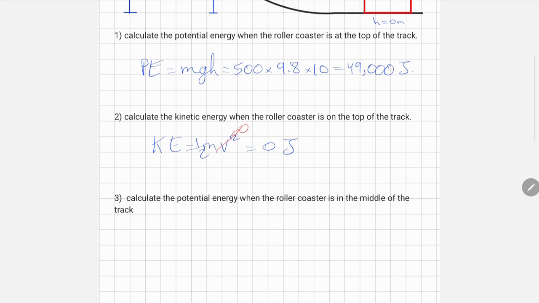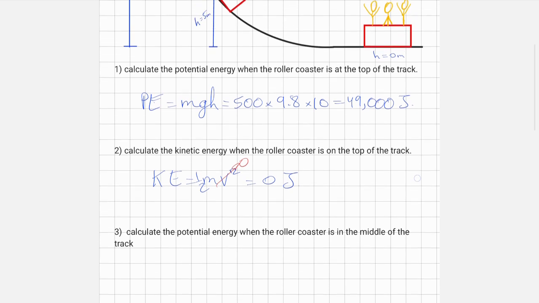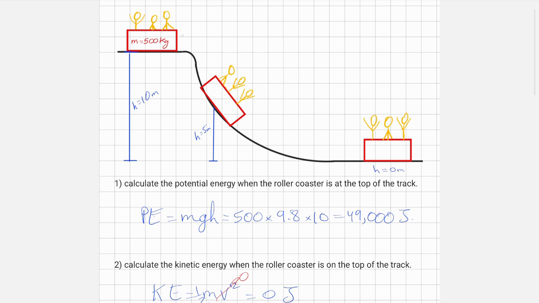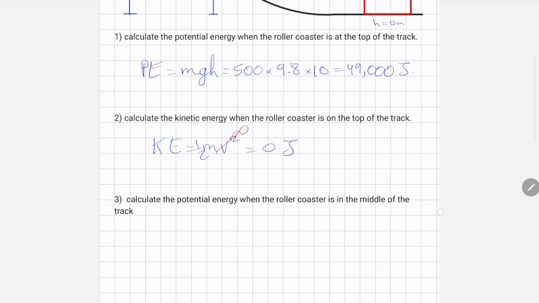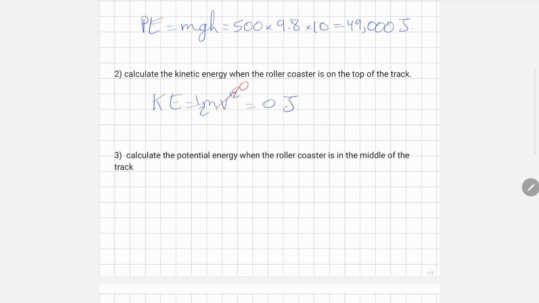Next, calculate the potential energy when the roller coaster is in the middle of the track. So now things have changed. Now the roller coaster is falling down. The potential energy when the roller coaster was at the top was basically the mechanical energy, the total energy of the roller coaster itself, which means that now that we're falling down, the potential energy itself should start dropping. So we're going to see how this is reflected mathematically.